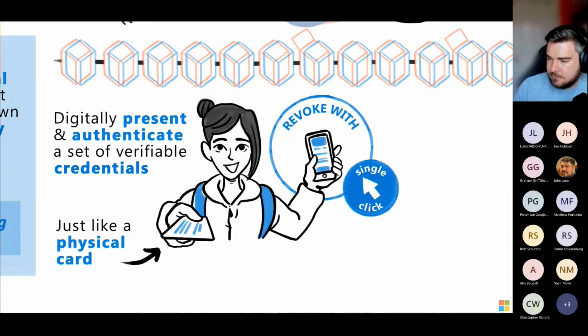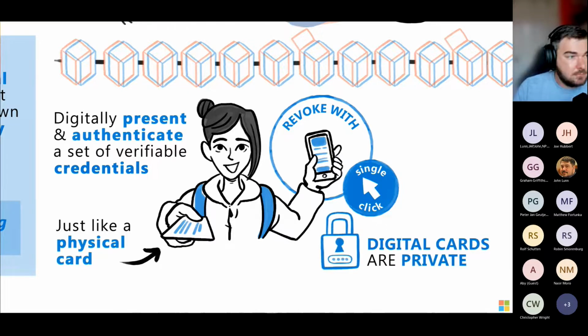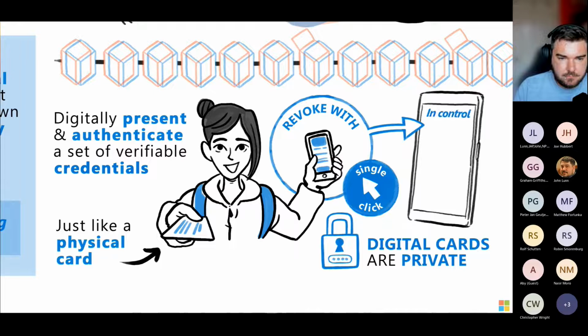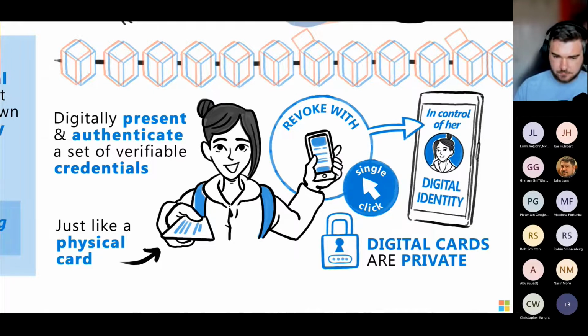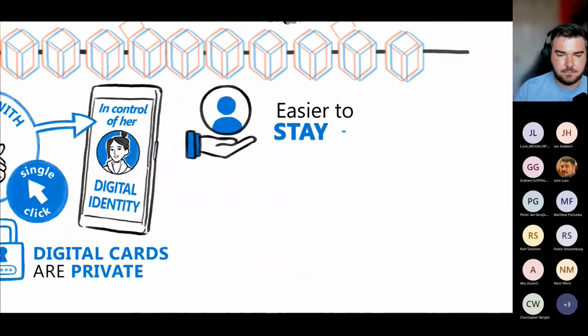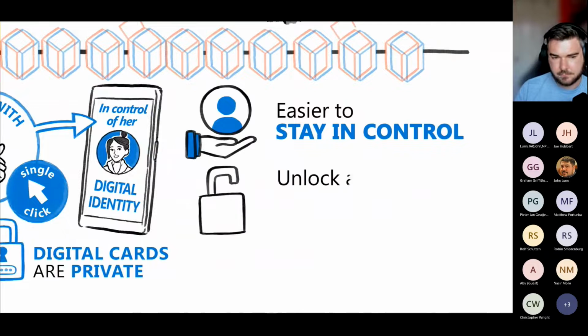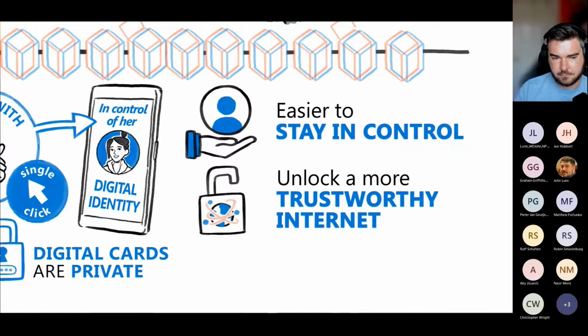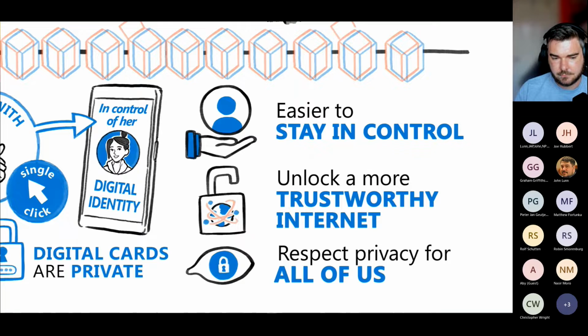Best of all, these digital cards are private. This puts Alice in sole control of her digital identity. She makes the decisions for it. Verifiable credentials will make it easier to stay in control and help unlock a more trustworthy internet that respects privacy for all of us.